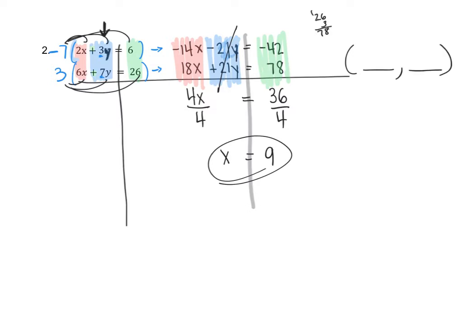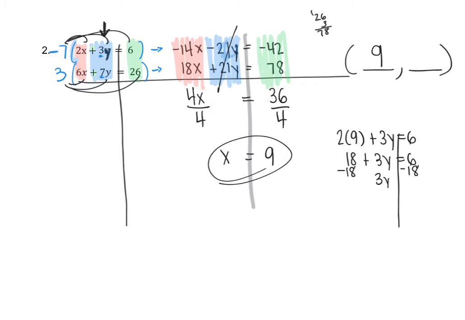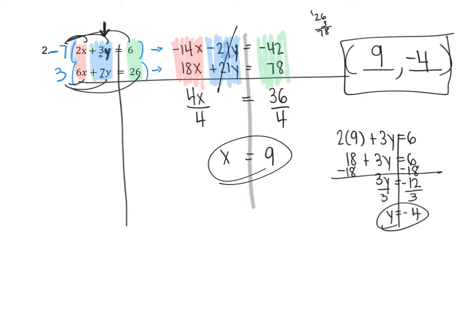Placing it in my ordered pairs, I get 9 here. If I'm plugging it in, I'm going to plug it into this first one. So I get 2 times 9 plus 3y equals 6. I get 18 plus 3y equals 6. Subtract the 18 from both sides. I get 3y equals negative 12. Divide both sides by 3. I get y equals negative 4. So my ordered pair is 9, comma, negative 4.